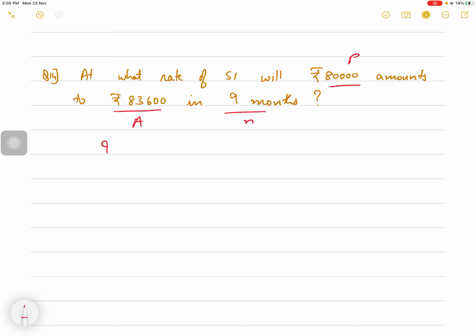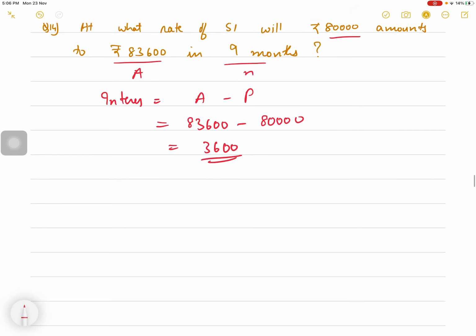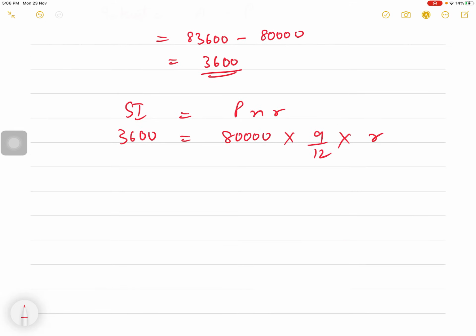So interest is equal to amount minus principal, which is 83,600 minus 80,000. 3,600 is the interest. Simple interest is equal to P into N into R. Interest is 3,600. Principal is 80,000. N is 9 months, so 9 by 12. And R you don't know.